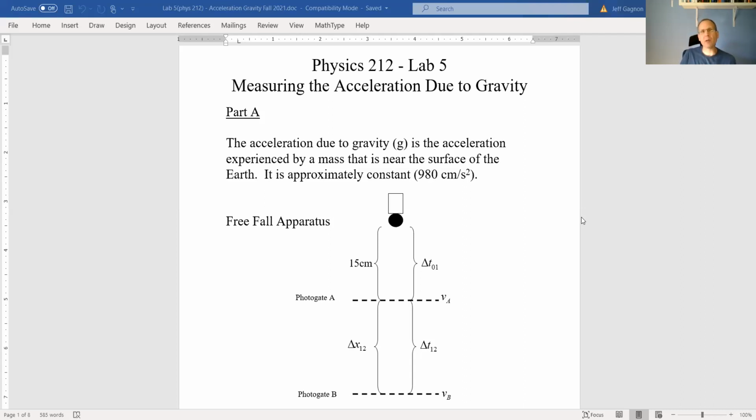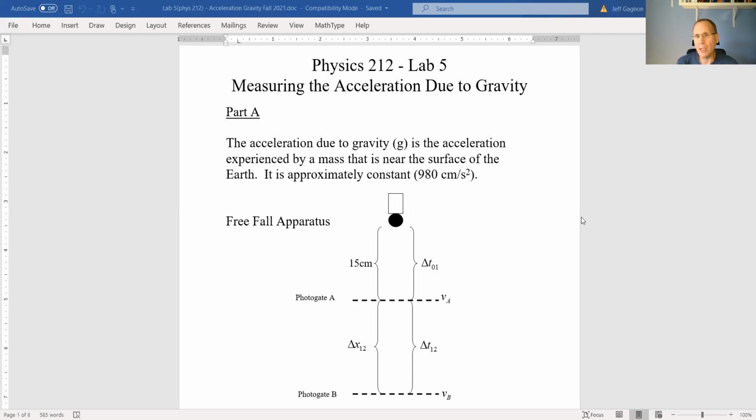In this lab, we're going to be measuring the acceleration due to gravity. So we're going to be measuring g. And actually, we're going to do that in CGS units. So hopefully, we will get values close to the accepted value, which is 980 centimeters per second squared.